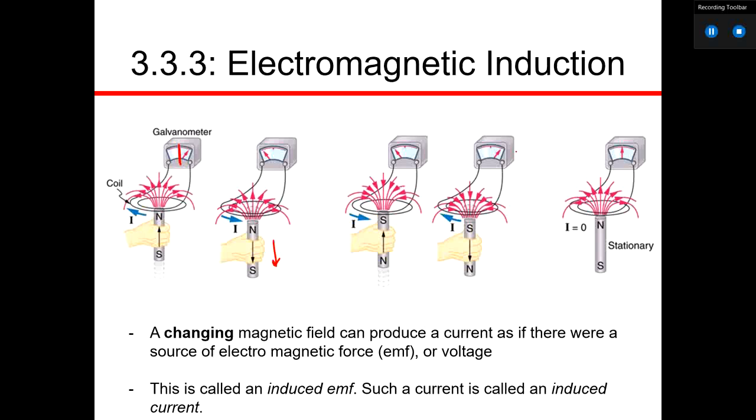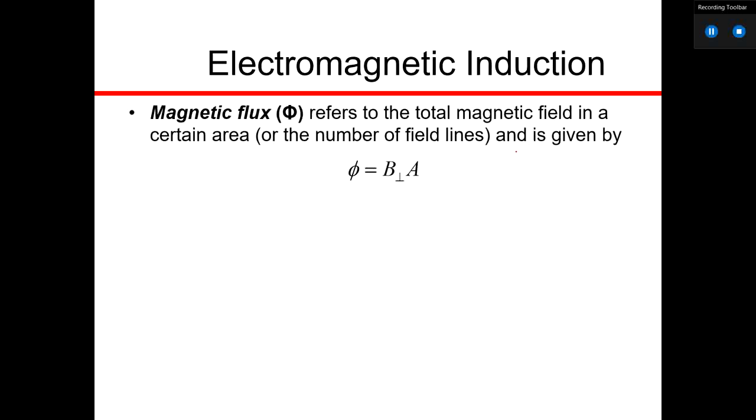So a changing magnetic field can produce a current as if there were a source of electromotive force, or EMF for short, or a voltage. So again, we call this induced EMF, and the current is an induced current. This property of a change in magnetic field, as we move that magnetic field up and down, we call magnetic flux. Magnetic flux, with the symbol there, refers to the total magnetic field in a given area, or how many field lines. We can look at a stationary magnet and see how many field lines are gathered up in one particular place. How strong is that magnet in one spot? And that gives us the flux.